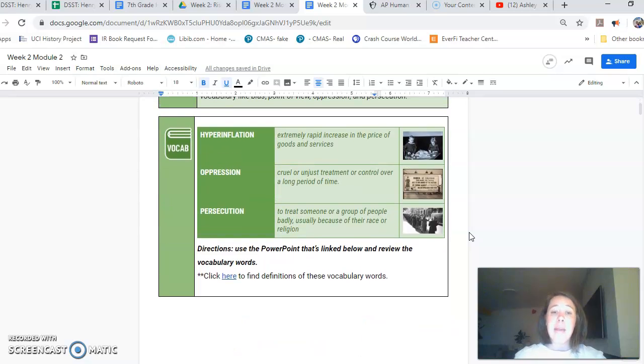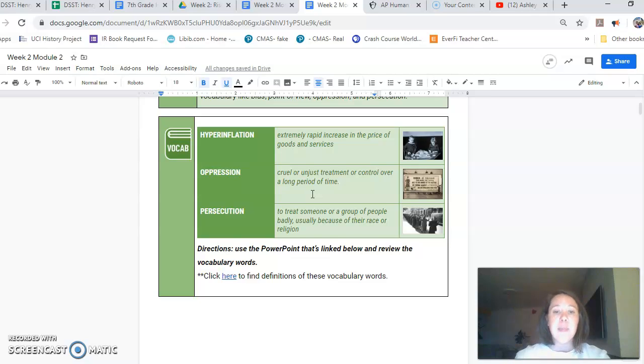Our first word is hyperinflation. Hyperinflation means extremely rapid increase in the price of goods and services. Our next vocabulary word is oppression, the cruel or unjust treatment or control over a long period of time. We used oppression a lot in trimester 1. It's very similar in trimester 2. Just the group of people has changed.